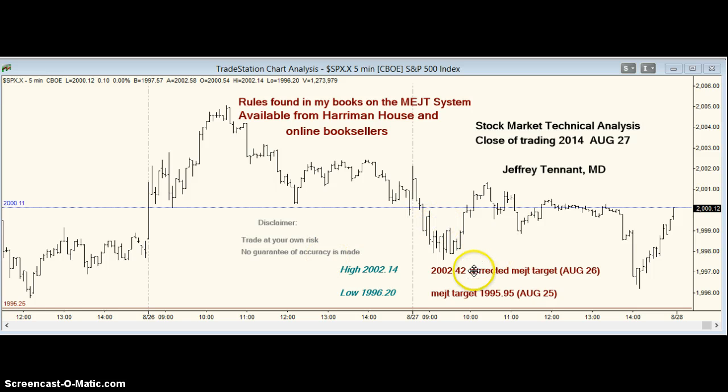I have to make a small change in the mejt target I said yesterday. I had 2002.92, it should be 2002.42. Let me show you what happened. We'll just change the order in which we normally do things.